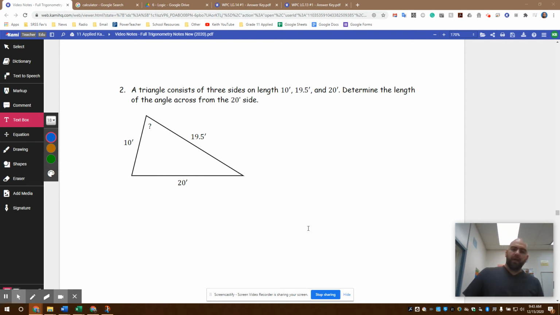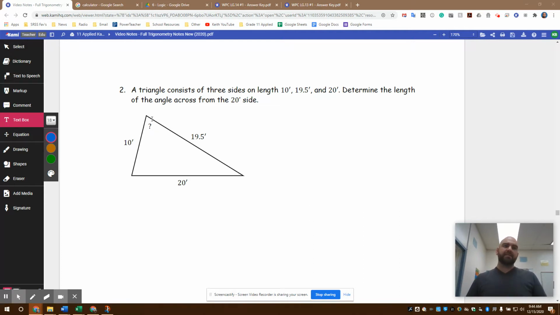Example number 2. As I mentioned in the previous example, if you watch that one, there are two different things that we could do using cosine law or law of cosines. Number one, we could find a missing side given the angle that is between two sides. The second thing that we can do, and that's what this example is going to take a look at, is using three sides to solve for an angle.